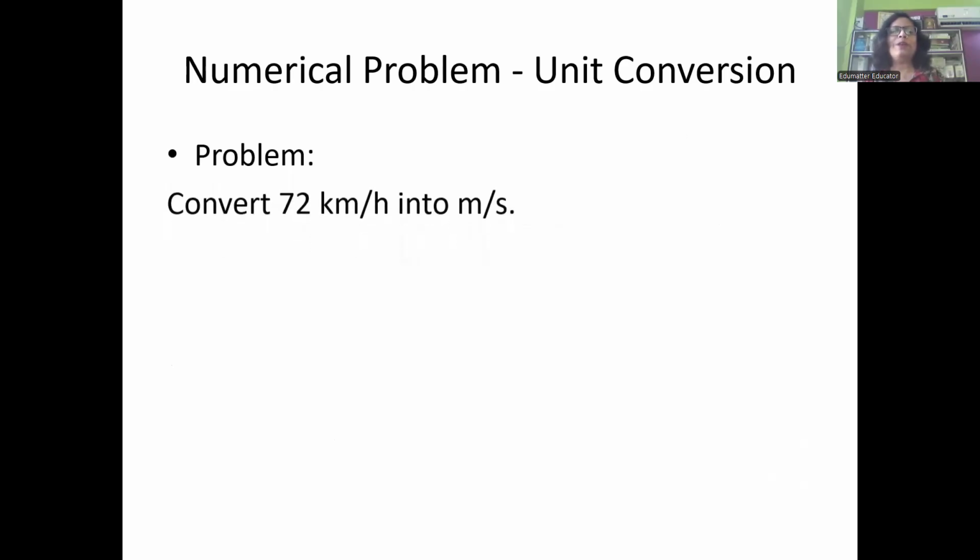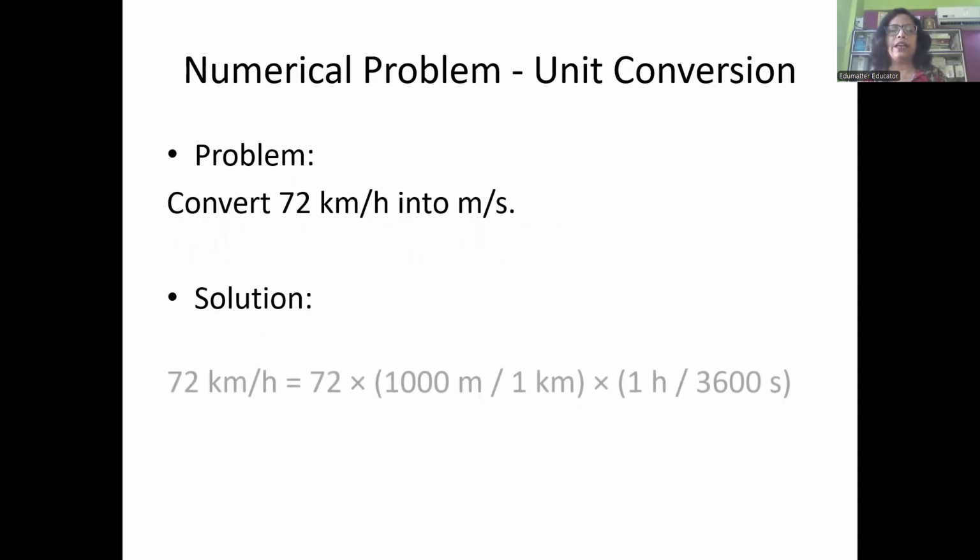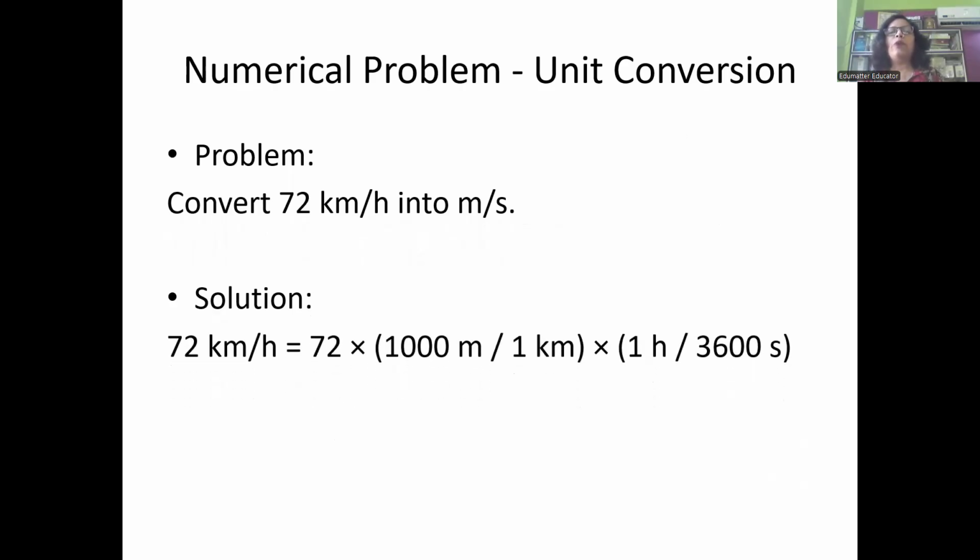So the problem statement is convert 72 kilometer per hour into meter per second. First we need to know the conversion factor for kilometer and meter, hour and second. 1 kilometer is equal to 1000 meter, or 1000 meters make 1 kilometer. So that conversion factor should be multiplied.